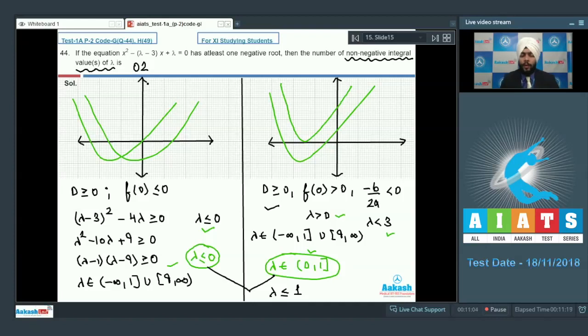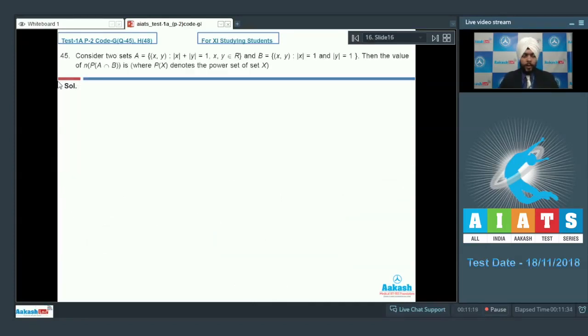Okay. Let us move forward to question number 45. Question number 45 says that consider two sets. A set is the ordered pair (x, y) such that mod x plus mod y equals 1 for all (x, y) belongs to real numbers. Set B is the ordered pair (x, y) where mod x is equal to 1 and, means intersection, mod y equal to 1. Then the number of elements in the power set of A intersection B is, where power set of X represents the power set of set X.